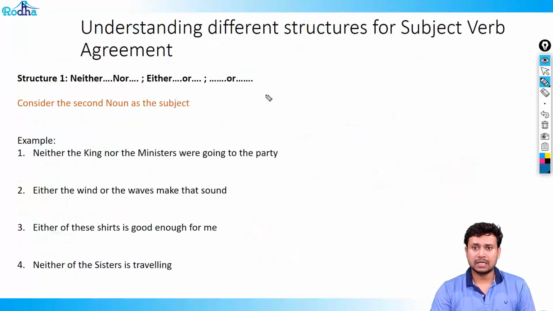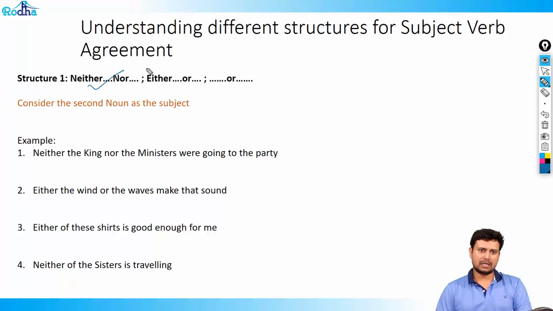In our language, especially for subject-verb agreement, we will come across a lot of structures. Therefore, understanding how to apply this logic to separate structures is absolutely important. Let's look at structure number 1. Sentences starting with neither nor, either or, or plain or. Now, when you say neither dash nor dash, you'll be talking about two nouns, one in this position and the other in this position. The logic is absolutely simple. Always consider the second noun as the subject. Based on this subject, you will correspondingly put a verb.